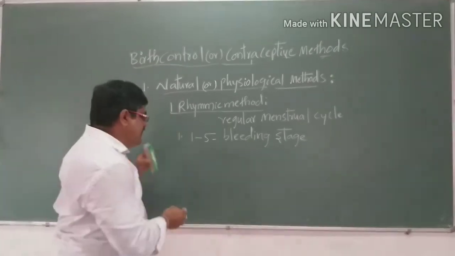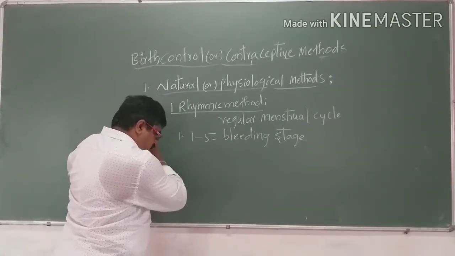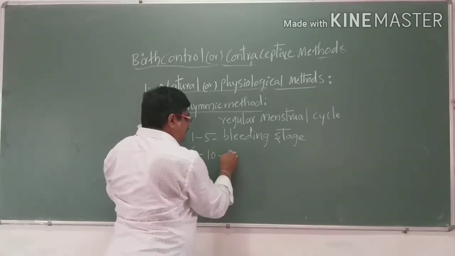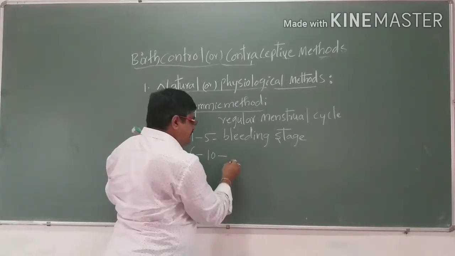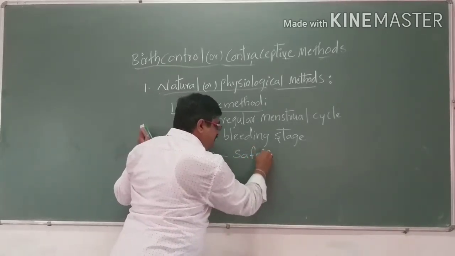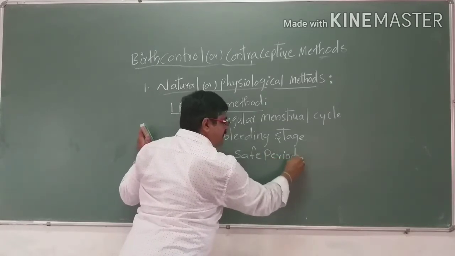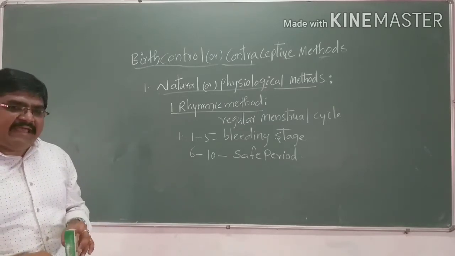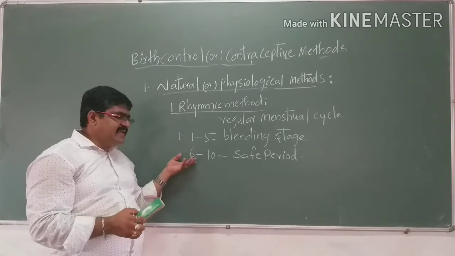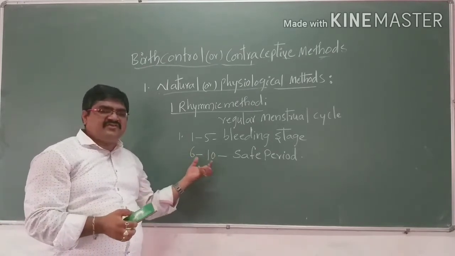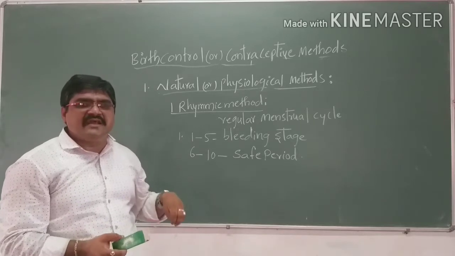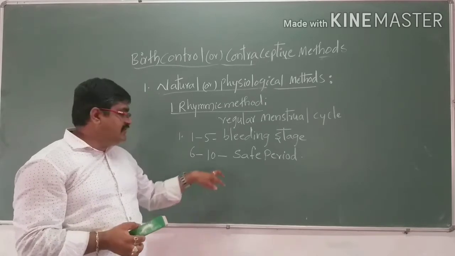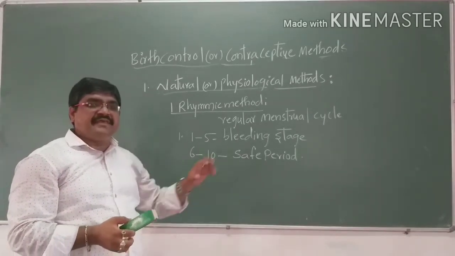And next, the 6th to 10th day, we can say is the safe period. We call it the safe period because sexual activity can take place from the 6th to the 10th day, and it cannot produce a pregnancy. So we call this a safe period.